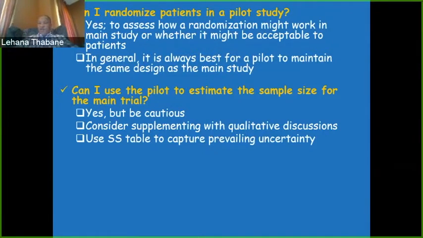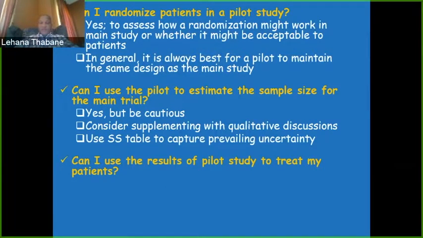So instead of calculating a single value for the sample size, you could calculate a table acknowledging that the information from a pilot is very uncertain and very imprecise, and therefore you're trying to get a sense of how the sample size would vary if you varied the estimates, and you can use the confidence interval of the estimate from the pilot to do this.